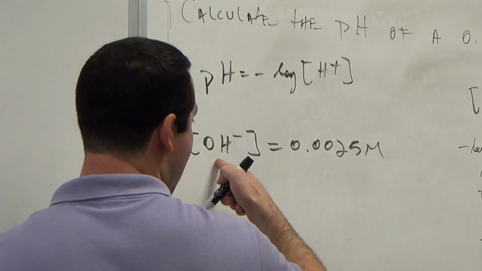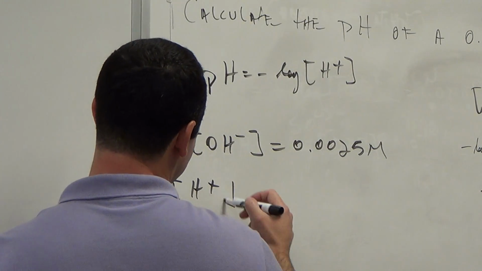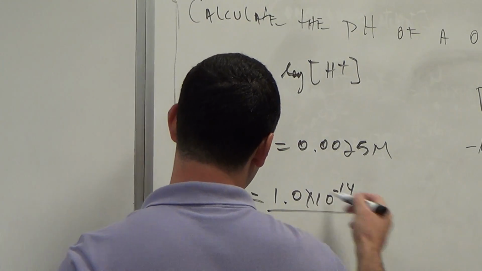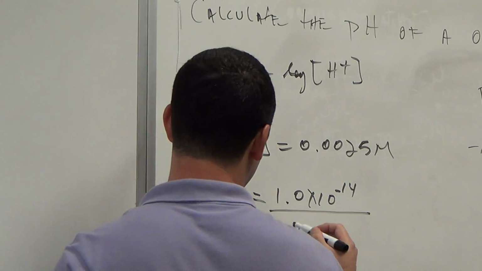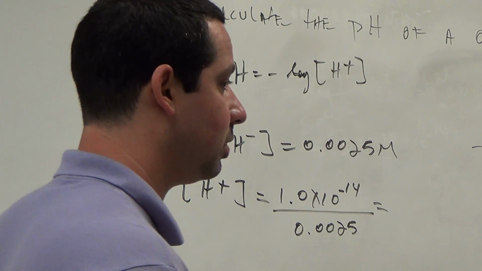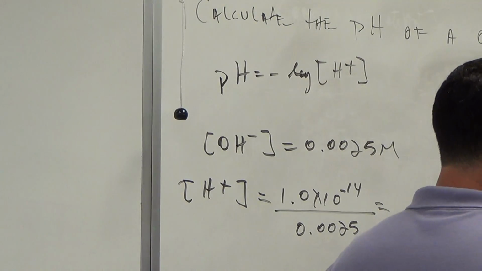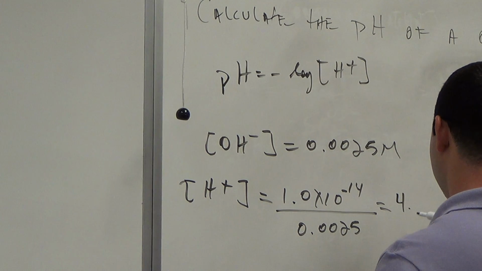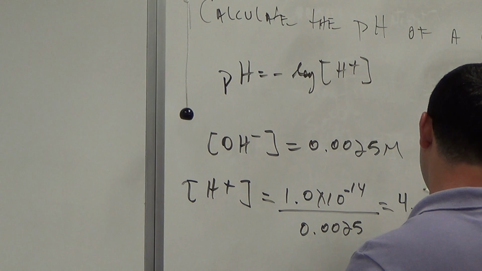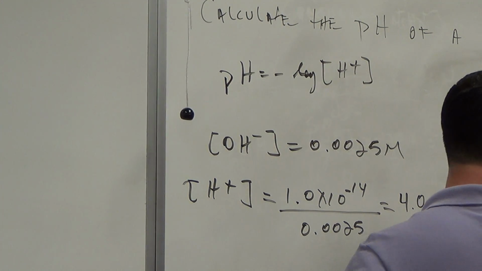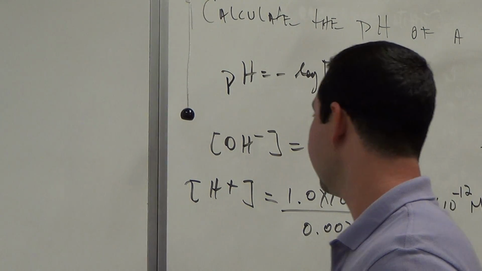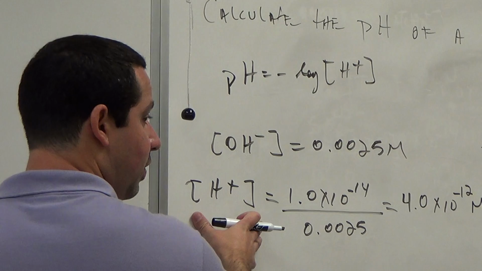Let's change that to the concentration of H plus, yes? 1.0 times 10 to the minus 14 divided by the concentration of OH minus. We have already done this a few times, so I am giving you less details. How much is this? 4.0 times 10 to the minus 12 molarity.